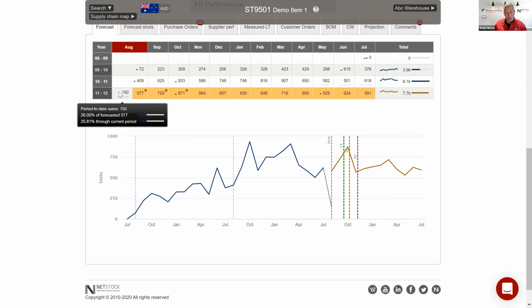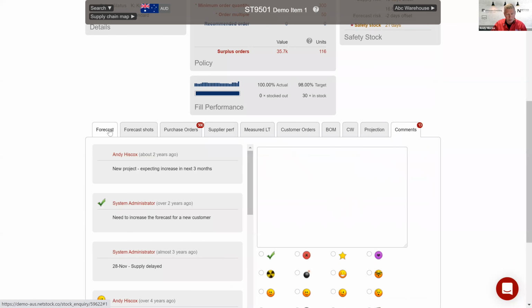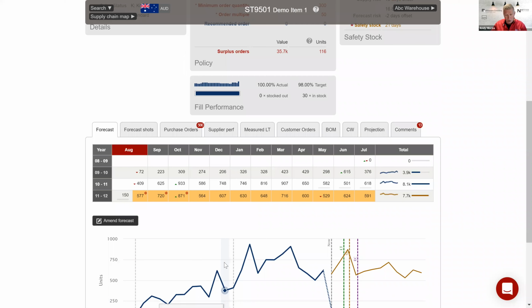So if we continue to sell at this rate, we'll probably sell a little bit more than 577, but we'll be quite close to that by the end of the month. And of course, those forecasts have been frozen. So normally we would suggest you capture a comment saying why. So forecasts can be adjusted at an item, at a group, at a company level, and I'll show you that in a moment. And it uses all of these different algorithms to best determine which algorithm best suits which item at that point in time when it generates the forecast.